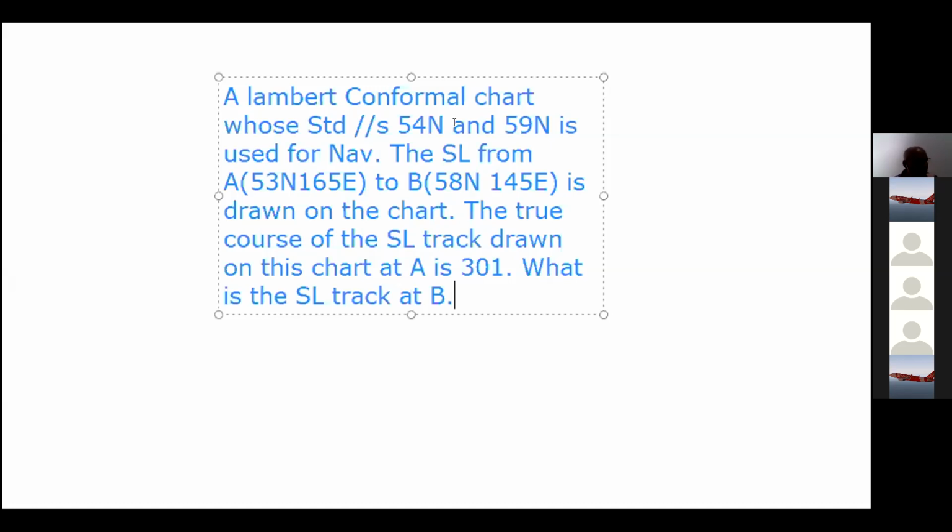So, what you need to find out is how much is the change of longitude here? Between 165 and 145, 20 degrees. Yeah. Okay, so 20 into sine parallel of origin, how much do you get? 16.7. So take it as 17. Correct, Nina. If you take it as 17, what does 17 mean? Convergence. 17 degrees convergence is the difference between the two tracks, between the track at A and the track at B.